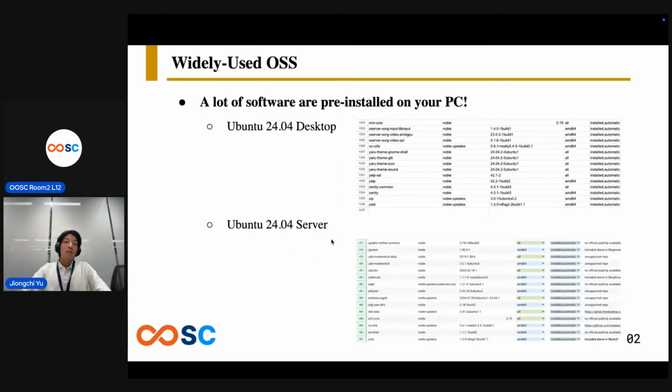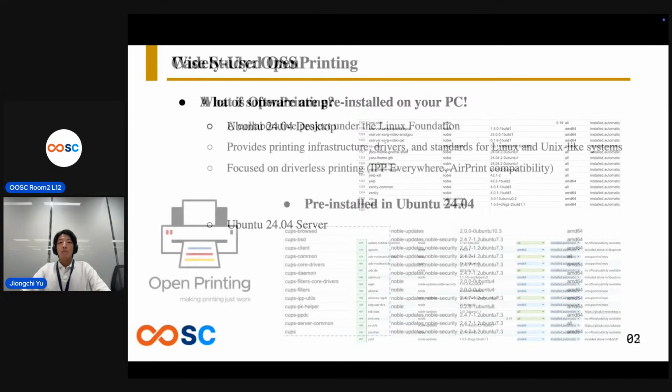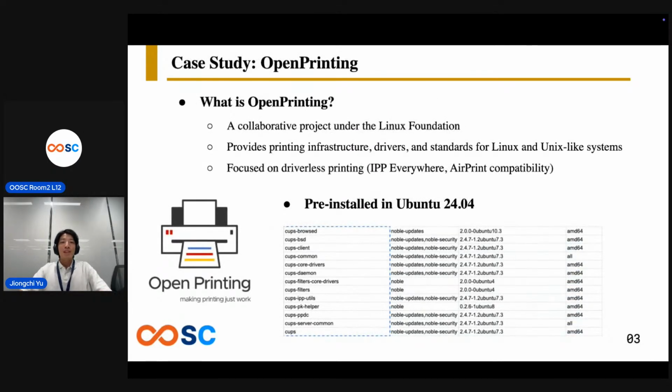The same goes for the server side of Ubuntu, which has 491 pre-installed software packages. It's much fewer than the desktop because it has simpler functionalities. But still, you might miss some of the pre-installed software that you will never use in your system. Take OpenPrinting as an example. A lot of you may use printers or printing services every day, but OpenPrinting has a lot of pre-installed software in your personal computer or operating system.